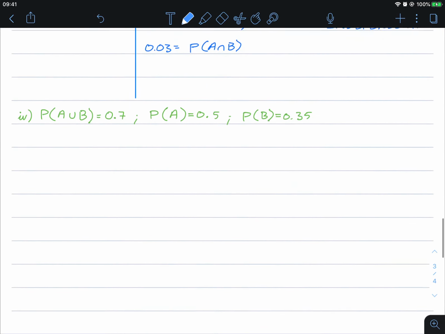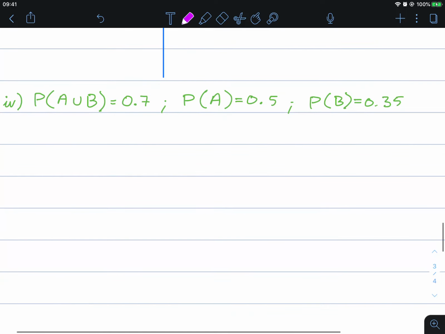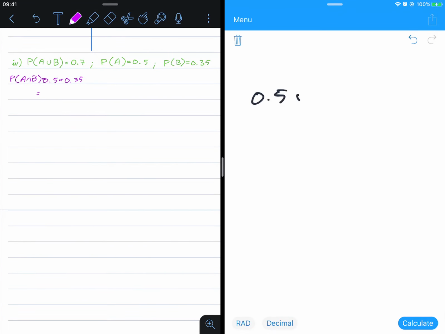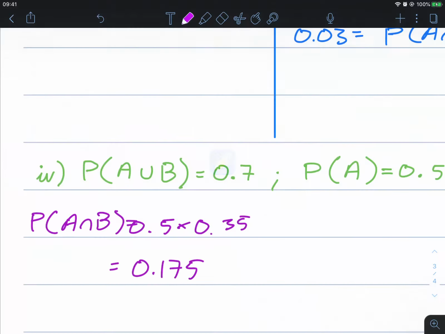One more example here. Once again, we are looking for the target. If A and B were independent, then the probability of A intersect B is equal to 0.5 times 0.35. What's that? Okay, so we're looking for 0.175. So that's our target to aim for.